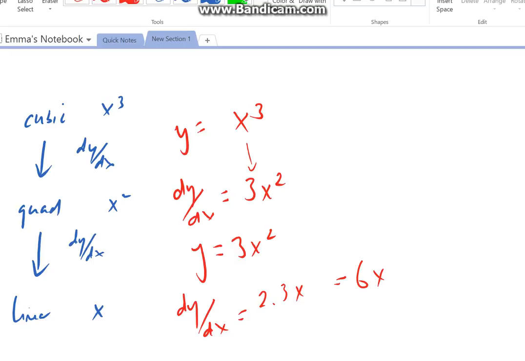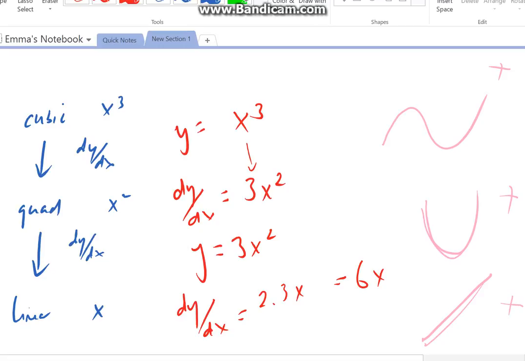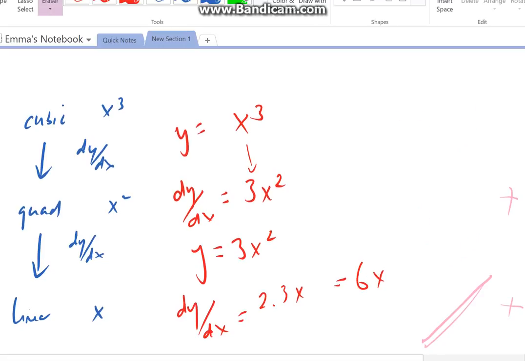That all makes sense. So if we have a cubic graph and we differentiate it, it's going to become quadratic, and then if we differentiate our quadratic, it's going to become linear. Just remember, if it's cubic and it ends high, it's positive. U shape is positive, and going up is positive. If we have a cubic graph that ends low, it's negative, therefore the quadratic is negative, and the slope and the linear will be negative.